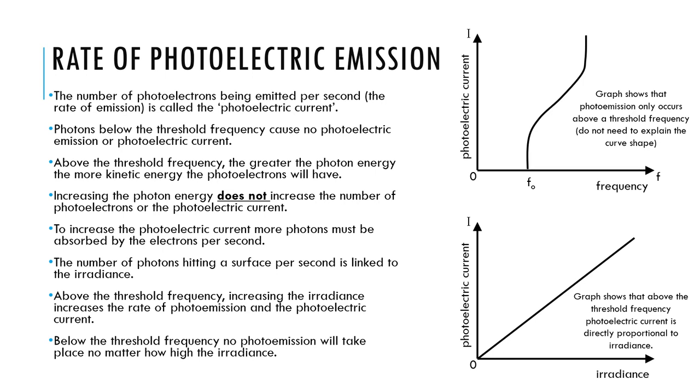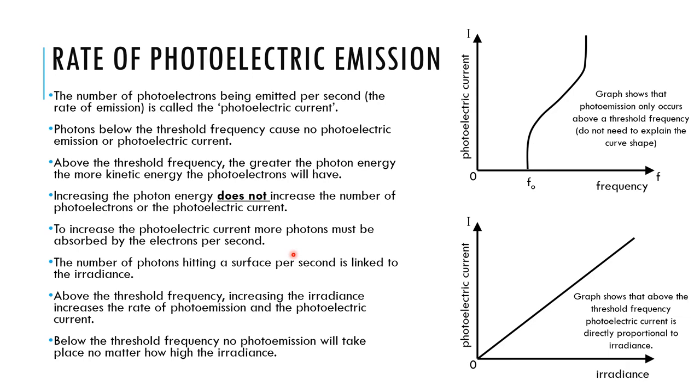So each photon gets absorbed by one electron. With only one high energy photon, it gets absorbed by one electron, and that electron will come off pretty fast, but it's not going to have a high current. If you have lots of photons, then that will release lots of electrons and you have lots of current. So, increasing the photon energy does not increase the number of photoelectrons or the photoelectric current.